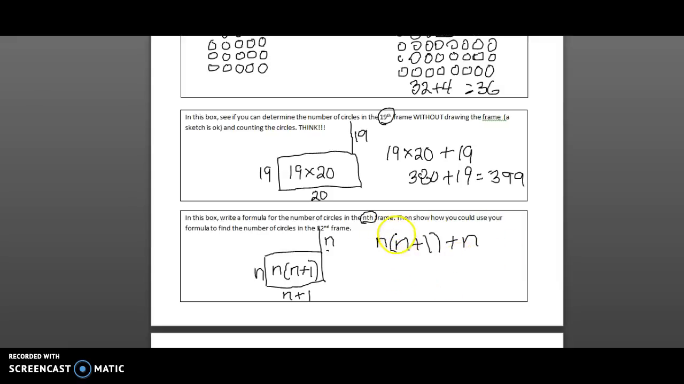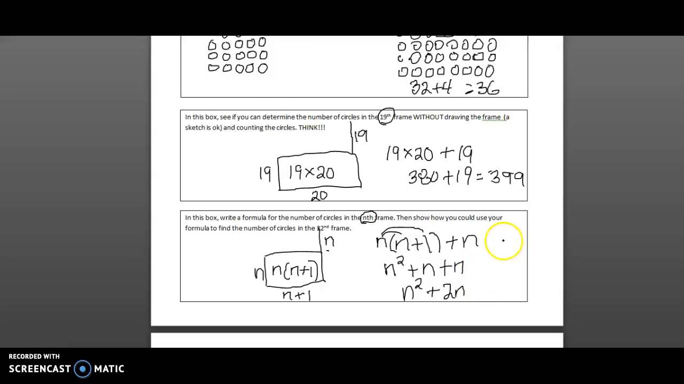If you are itching to distribute this and simplify things, you can do that. If you think you're going to make mistakes in those steps, just don't do it, okay? But I'll multiply it out. So n times n is n squared. N times 1 is n. And then I'm adding another n on the end. I can combine like terms. N squared is a term unto itself. There's no other like terms. But n plus n is 2n.